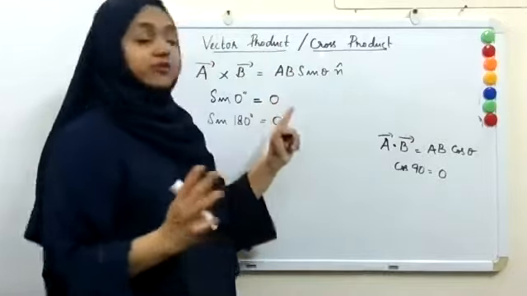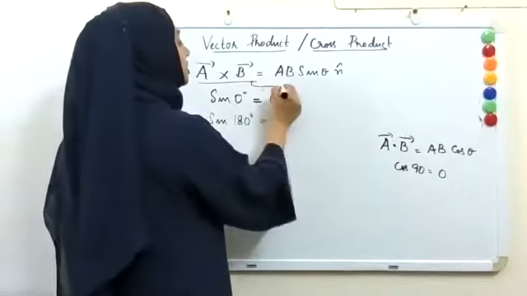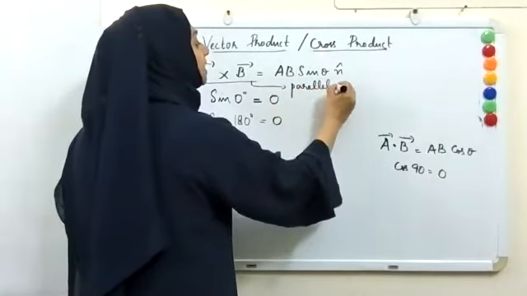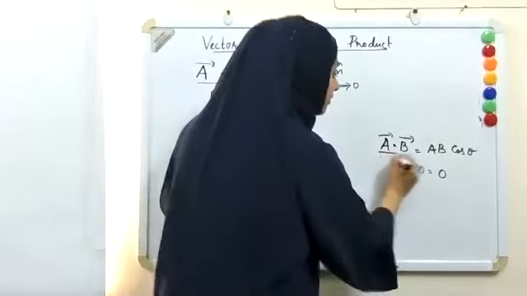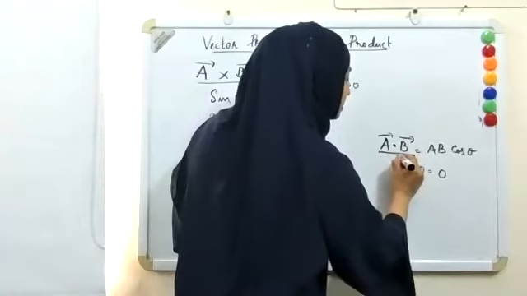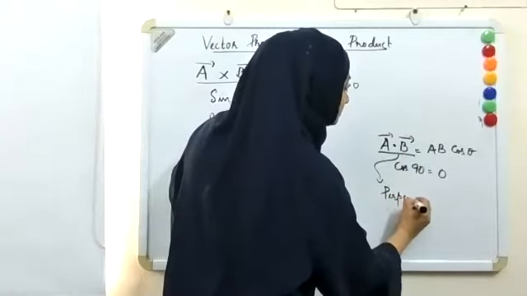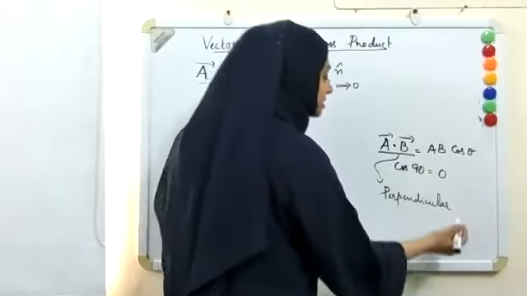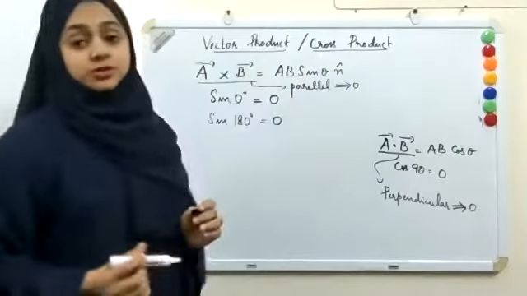So, if two vectors are parallel to each other, their cross product will be 0. And if two vectors are perpendicular to each other, which means the angle between them is 90 degrees, then their dot product will be equal to 0.